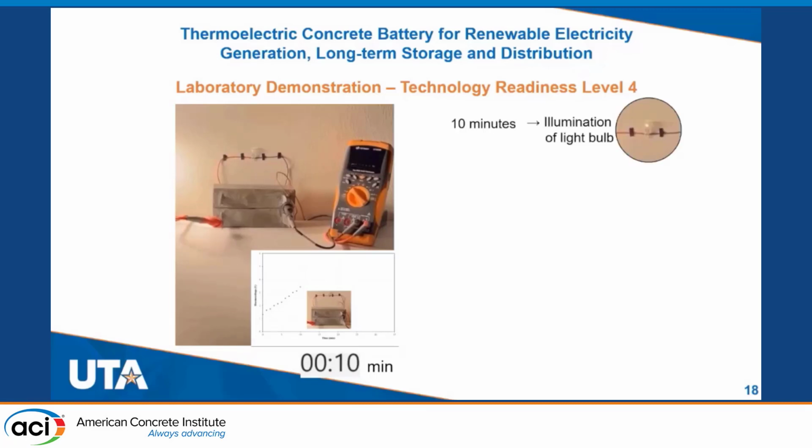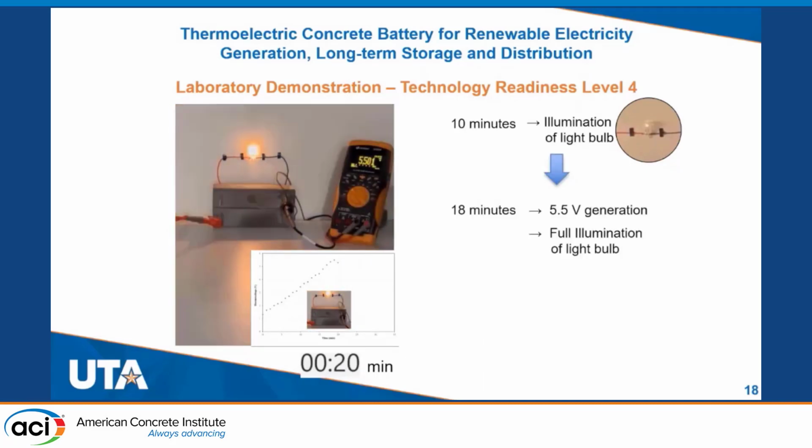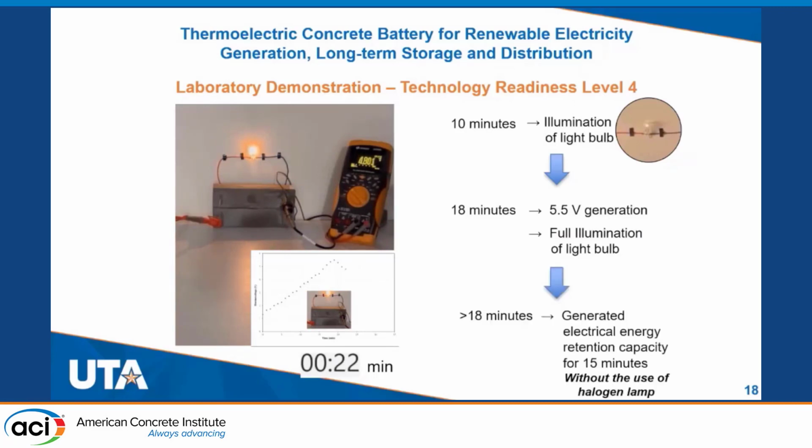We see that by supplying thermal energy, we increase the thermoelectric effect, and in 10 minutes we illuminated this light bulb. Of course, the intensity of the light is very low, but after 18 minutes we see from the light bulb and the voltmeter that we generated 5.5 volts. There is a full illumination of the light bulb.